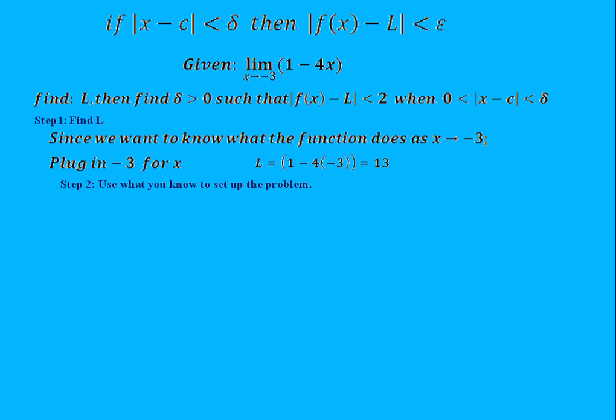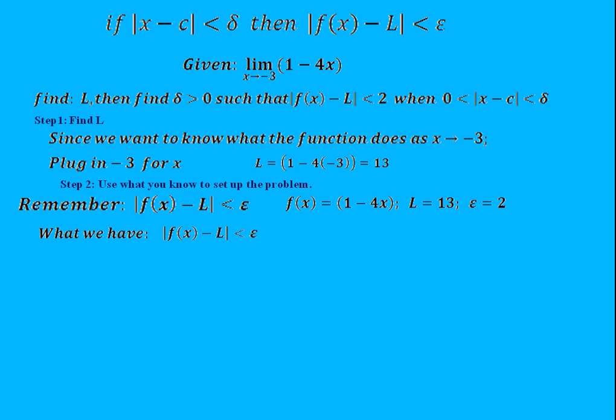Next, let's use our pattern and set up the problem. Using our given information, we're going to set up what we have and compare it to what we want to get. On the left, I'm always going to be looking over to the right and seeing what I need to find. So plugging in my information, I have the absolute value of 1 minus 4x, that's my f of x, minus my limit, 13, is less than my epsilon, 2. And my goal is to make it the absolute value of x minus my c, negative 3, so that I can solve for what that will be less than as delta.